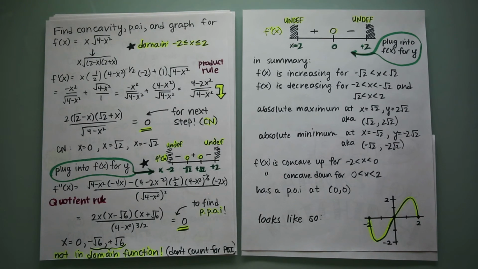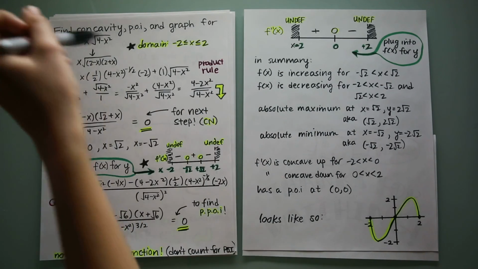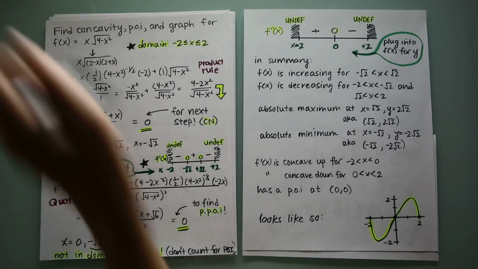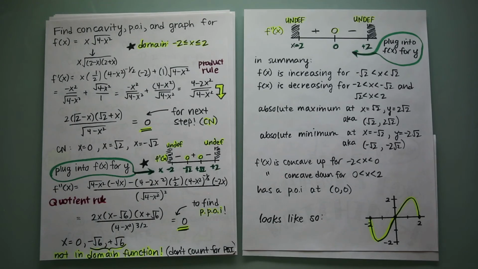Remember that I found the y value for the absolute max and min by plugging their respective x values into f of x. The graph would look like so.